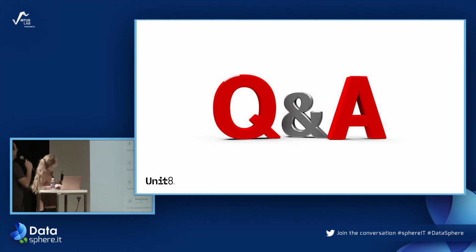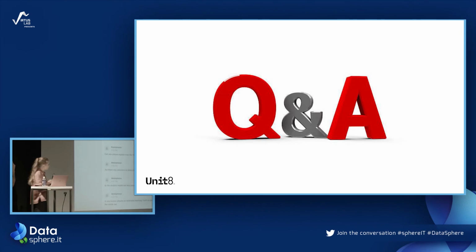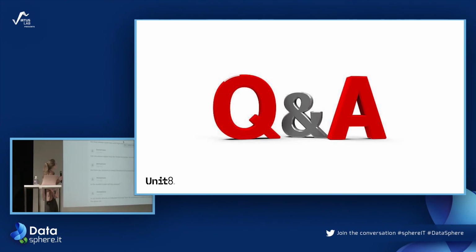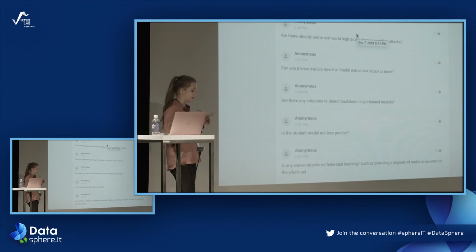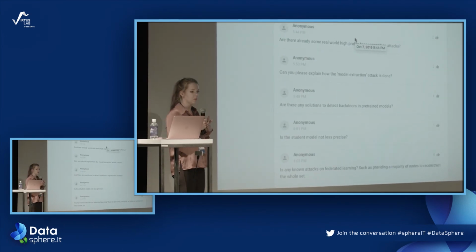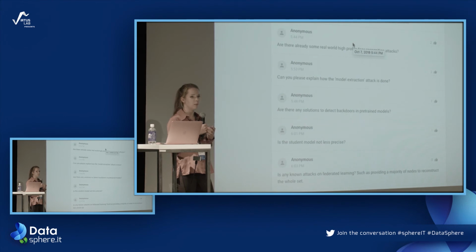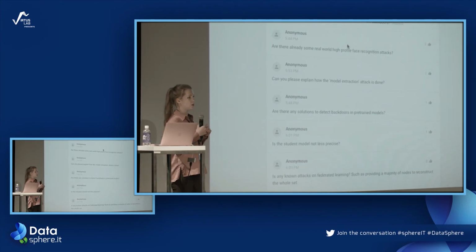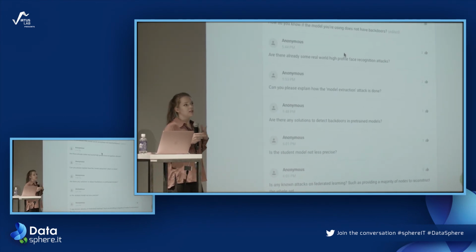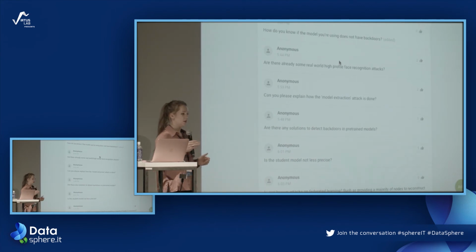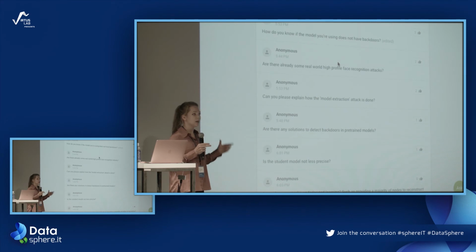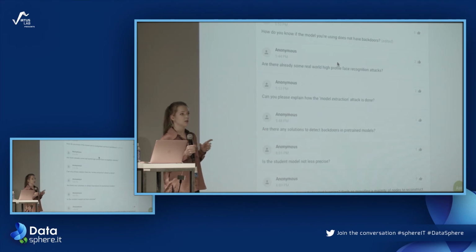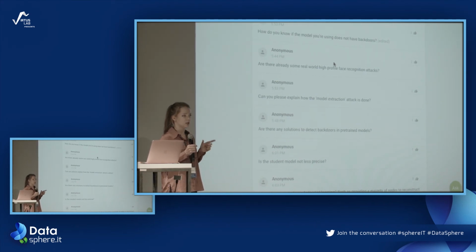How do you know if the model you are using does not have backdoors? That's a very interesting question. If we are considering backdoors, in the papers that I've seen, they were retraining the model with adversarial Trojan inputs.